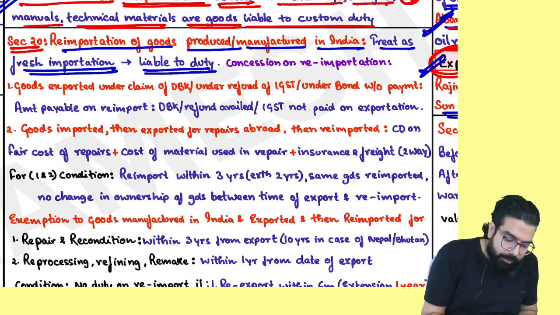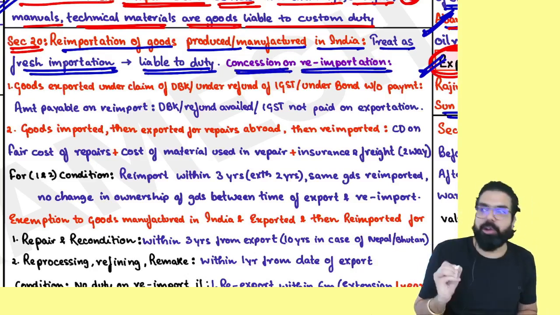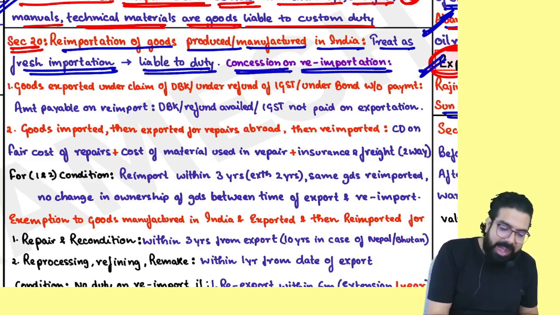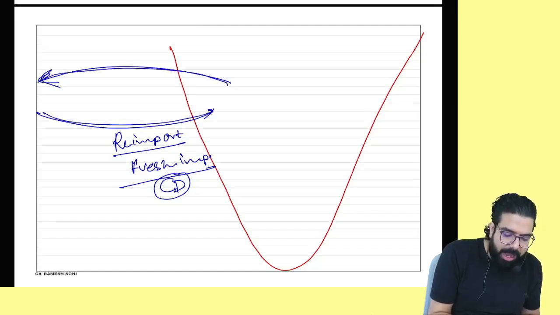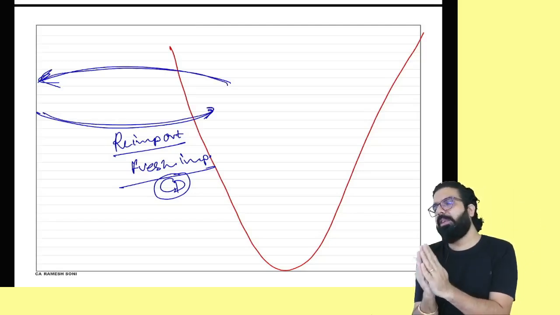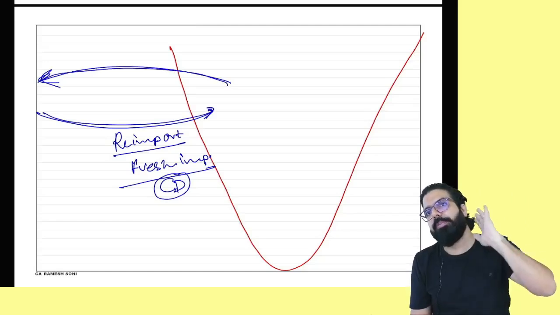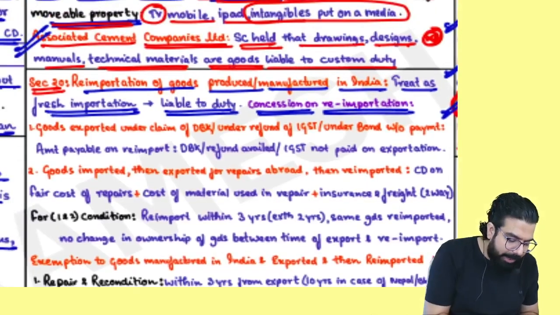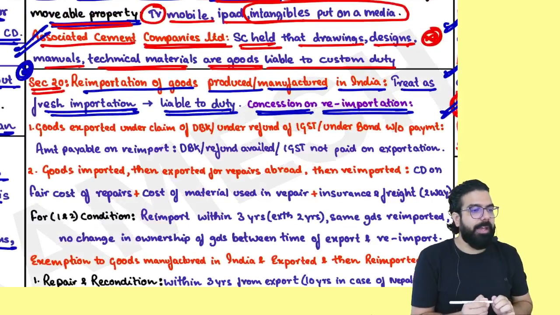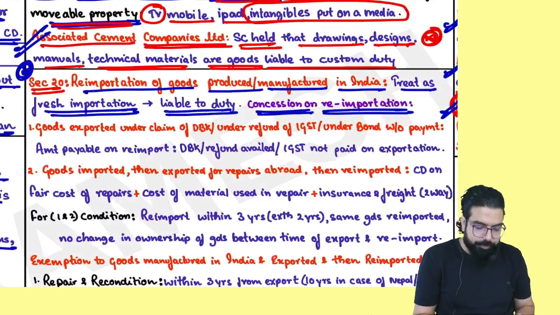But concession is given on reimportation. I told, sir, I sent the goods outside India, I want to reimport, please give some concession. So government gave some concession. I believe section number 20 is good. Please be careful, everyone over here now.